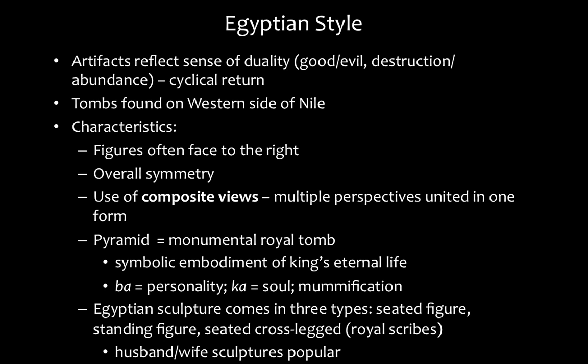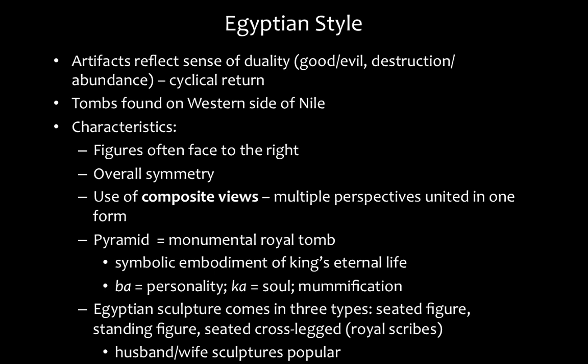Characteristics that we're going to see in the Egyptian style: when we see figures of humans, which we will, they often face to the right, and they have this composite view. So I'll explain that a little bit better when we look at our first human figure. But what you should know is a composite view is where you have multiple perspectives that's united in one form. So for example, when we're looking at a figure, we might see their shoulders as though we were looking at them face on, and yet their face might be turned in profile view, their feet might be turned in profile view. So it's like you're looking at the front of some of their body parts, but you're looking at the side of other body parts.